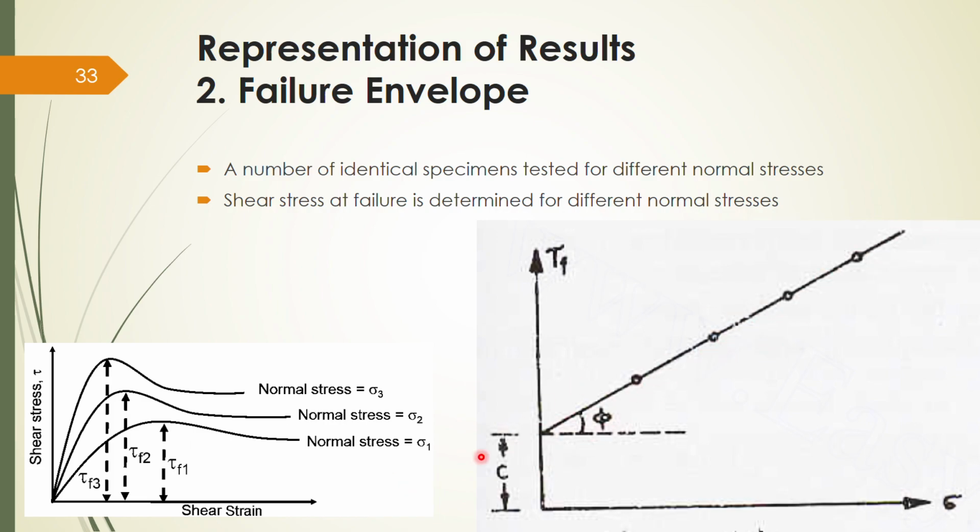Join these points to get the failure envelope. This is the failure envelope. We have studied that the inclination of the failure envelope with the horizontal is nothing but phi, the angle of internal friction, and the intercept on the tau F axis is the cohesion C. So from this failure envelope you can obtain the phi value and C value. The shear parameters can be obtained from the failure envelope. So this is how you get the failure envelope from direct shear test values.